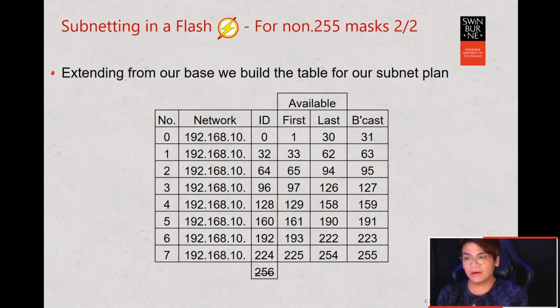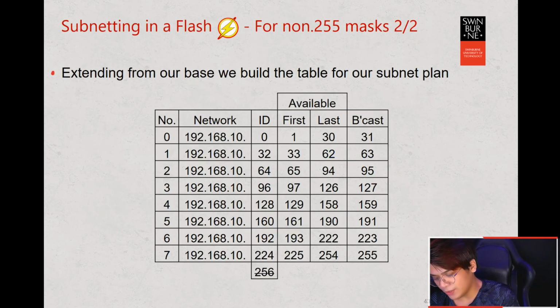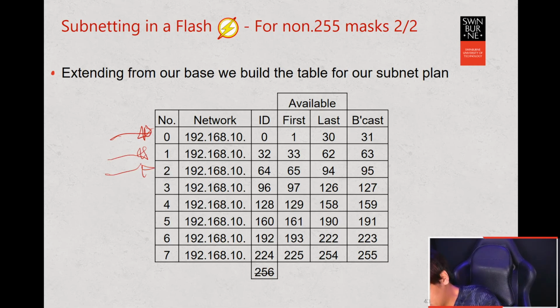Okay, just now the 192.168.10.0, and then we have .224 in the end, right? We have a 32 network hop. This is each of your networks. Your subnet number 0, subnet number 1, subnet number 2, subnet number 3, until subnet number 7.